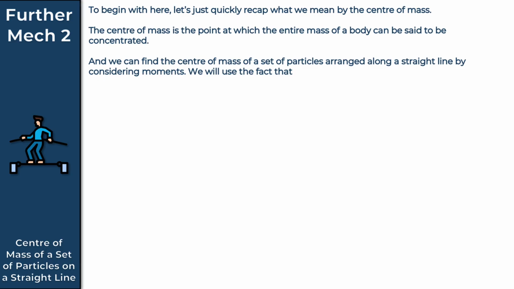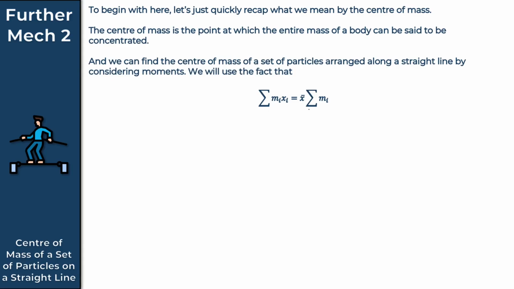What we can do then is find the center of mass of a set of particles arranged along a straight line by considering moments. And we're going to use the fact that the sum of mi times xi is equal to x bar times the sum of mi. So what does all of this mean? mi is the mass of a given particle, so that's the mass of the ith particle, times xi. xi is your perpendicular distance from the origin for the ith particle.